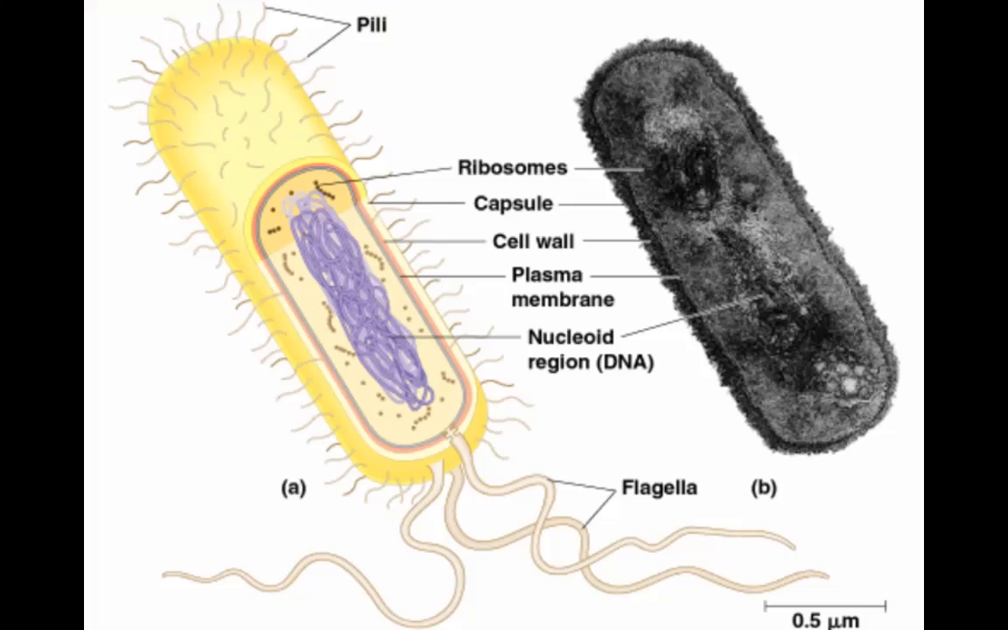So here is a photo and a diagram showing a prokaryotic cell. You can see that we definitely have ribosomes. In this case, we also have a cell wall outside of that plasma membrane that's going to help create that outer barrier. And then there's no nucleus, but we do have a nucleoid region where the DNA is floating around inside of the cell.